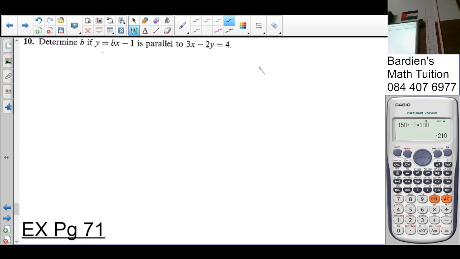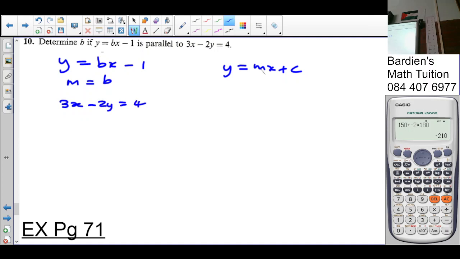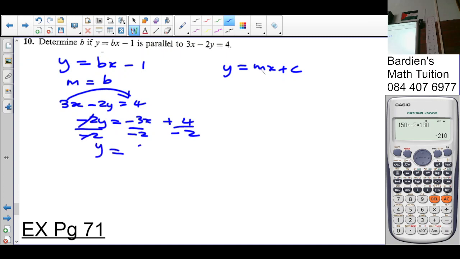Determine B if the one is y is equal to bx minus 1. Is it in the form of y is equal to mx plus c? Yes. So what's the gradient of this line? B. And the line is parallel to 3x minus 2y equals 4. Is that in the form of y is equal to mx plus c? No. So we must get it in that form. How? By taking 3x out. So minus 2y is equal to minus 3x plus 4. And you get y on its own. Divide by negative 2 throughout. So y is equal to negative divided by negative, positive. 3 over 2x minus 2.